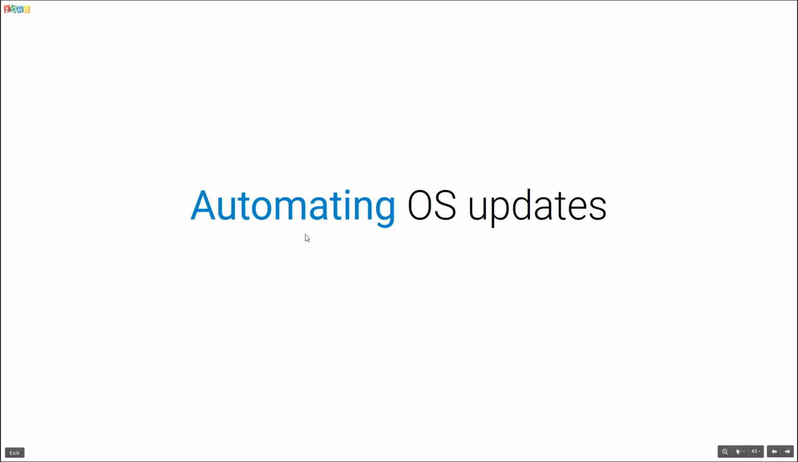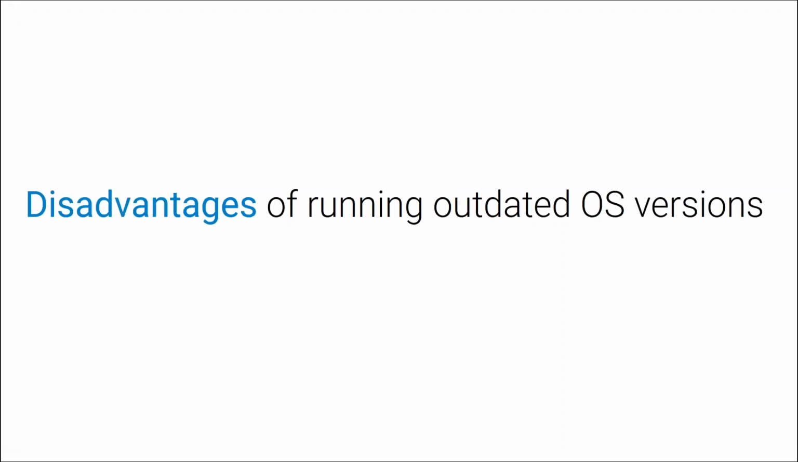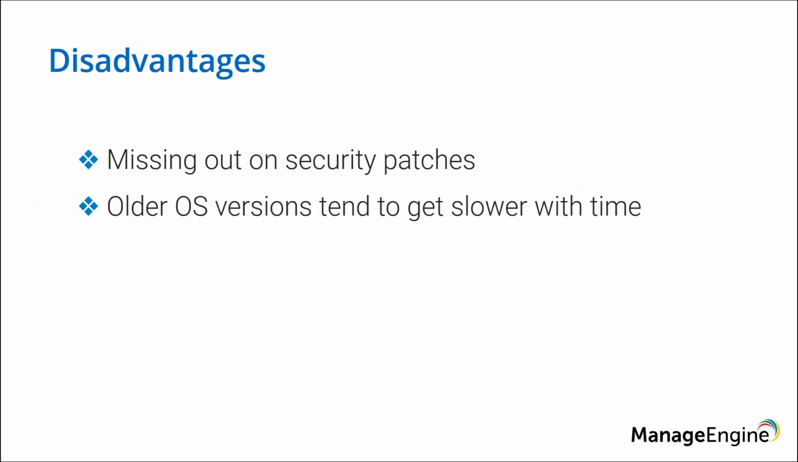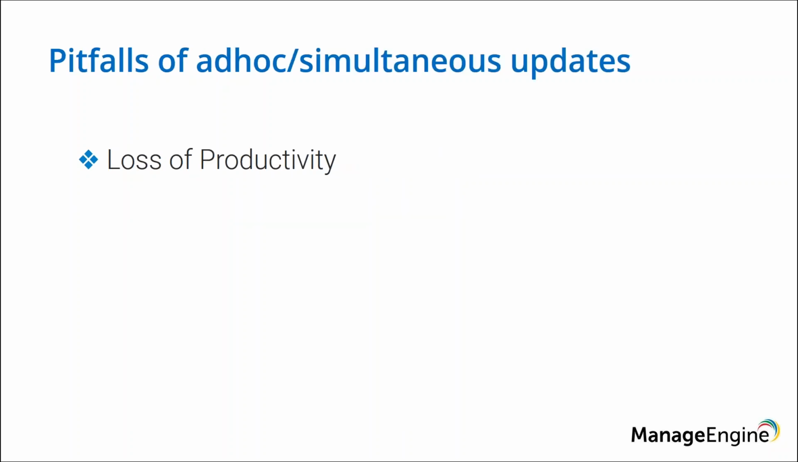Now let us see how you can automate the OS update. Whenever Apple or Google releases an update, why do you need to automate it, and what is the need for it? The disadvantage of having an outdated OS version is obviously that the devices will miss the security patches, and older versions will always tend to be slower. So it's well and good to have your devices up to date.